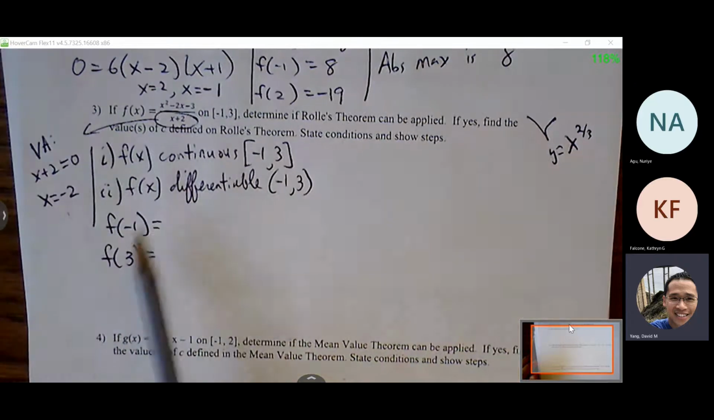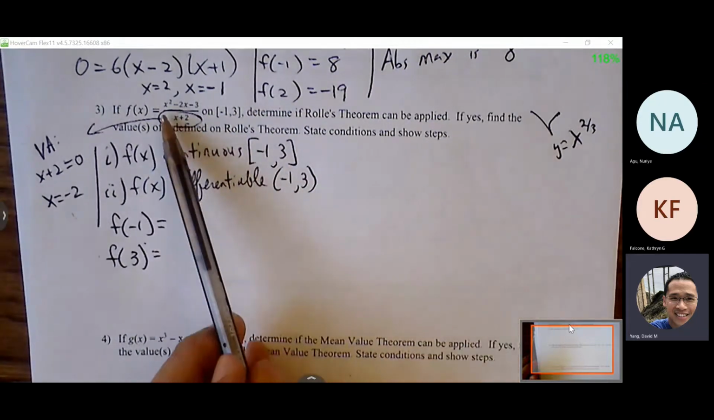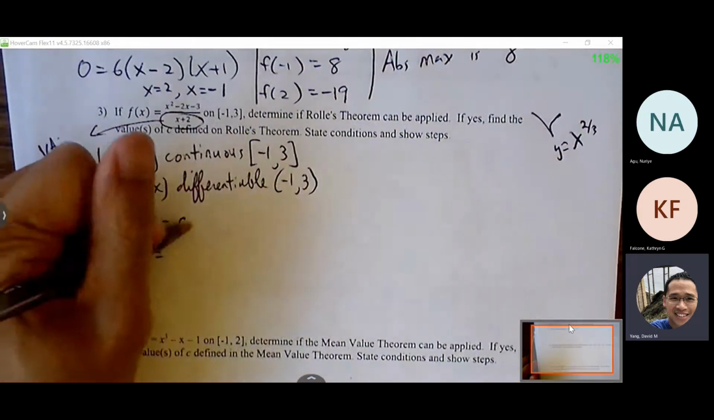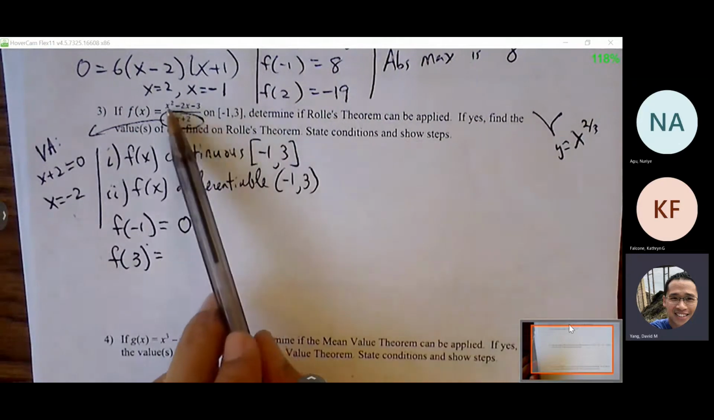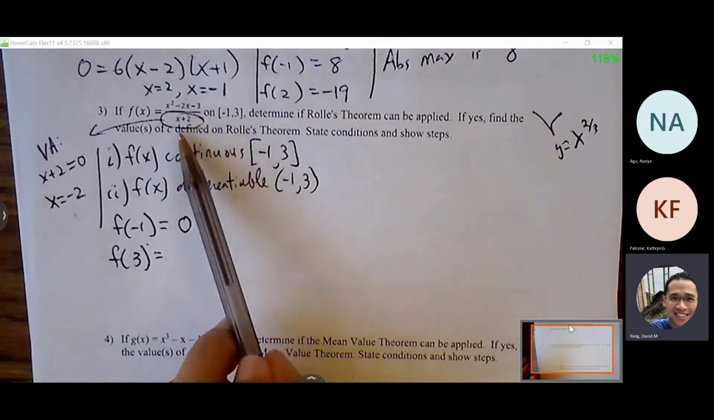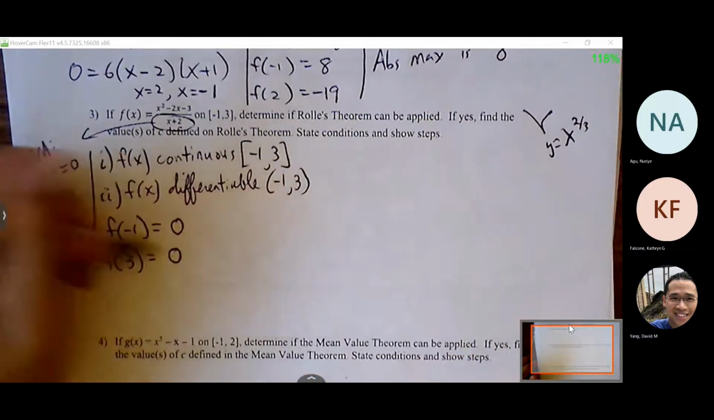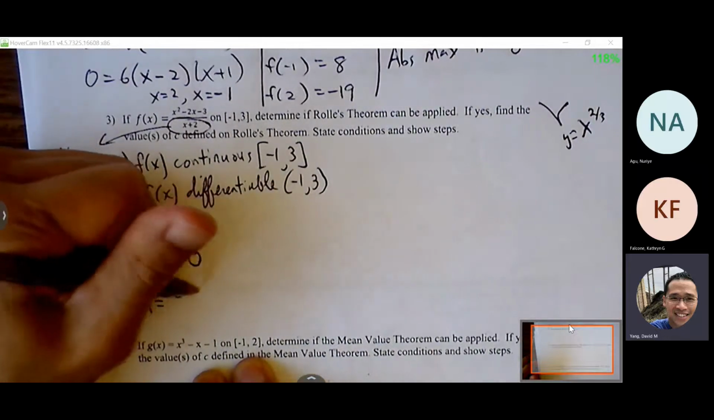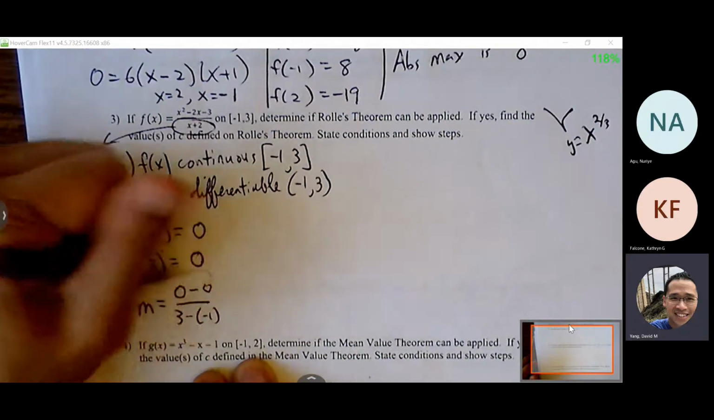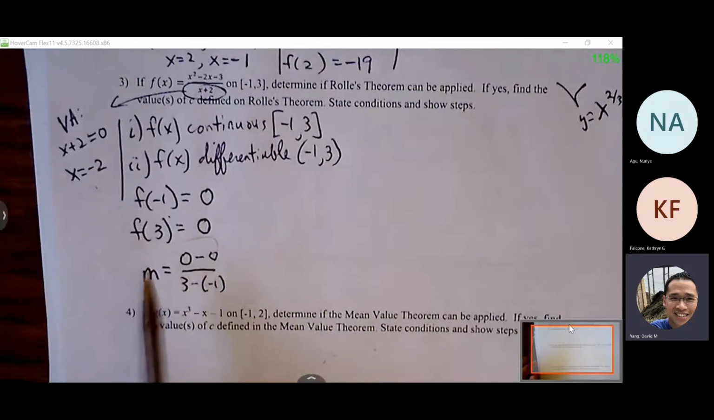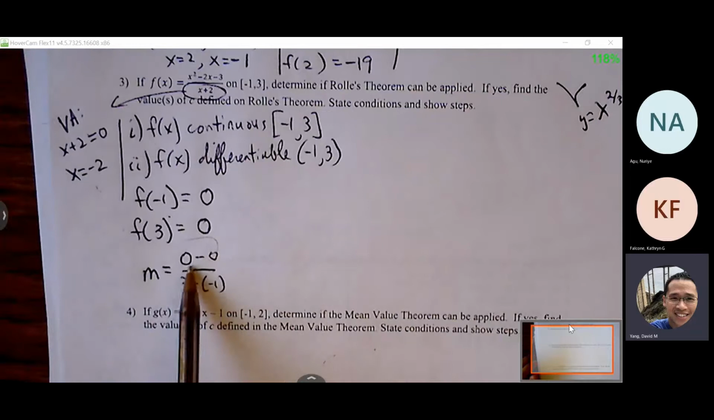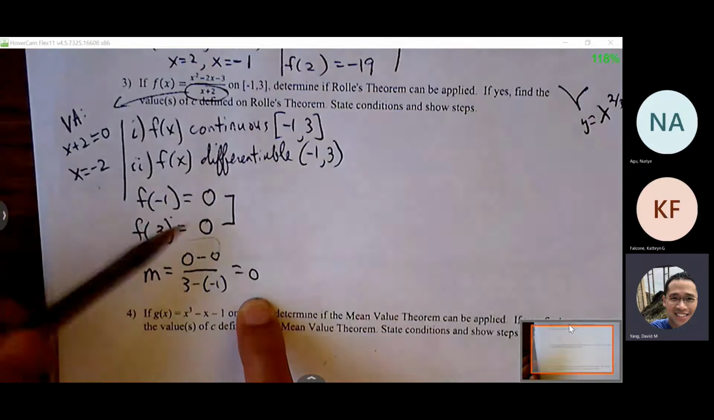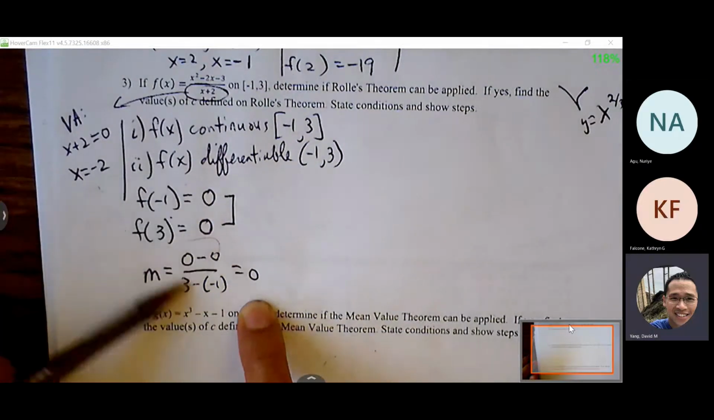We find our endpoints: f of -1, insert back into the original function. So -1 squared plus 2 minus 3, that's 0 over 1. 0 over 1 is 0. F of 3: 9 minus 6 minus 3, that's 0 over 5, that's also 0. So technically, we are finding the slope between these endpoints, and what's the slope going to be? 0, because these y values are the same. If I'm subtracting the same values in the numerator, I'm always going to get 0. So with Rolle's theorem, equal y values will always produce slope 0.